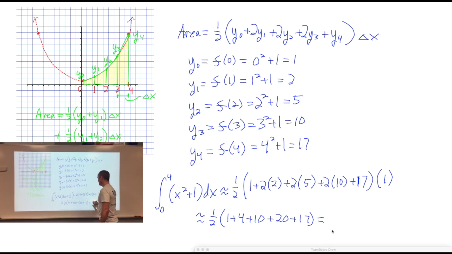And that value is equal to 1/2 of 17 plus 20 is 37, 47, 51, 52, I believe. 17, 37, 47, plus 4 is 51, plus 1 more is 52, and that should be 26. So we've just used the trapezoid rule with 4 intervals to approximate the area between y equals x squared plus 1 and the x-axis in quadrant 1 out to x equals 4.